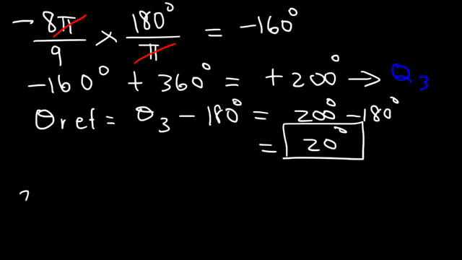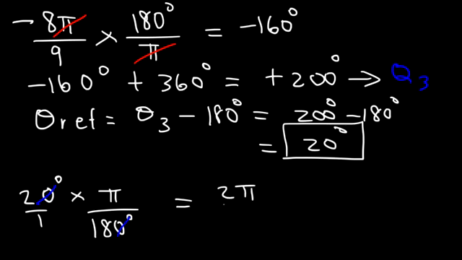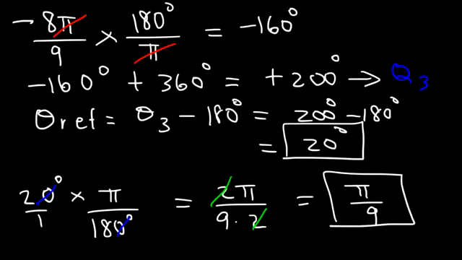Now let's convert 20 back into radians. So let's multiply by pi divided by 180. So we can cancel a 0. And so we have 2 pi divided by 18. And 18 is 9 times 2. So we can cancel a 2. So therefore the reference angle turns out to be pi over 9. And so that's the answer for this example.